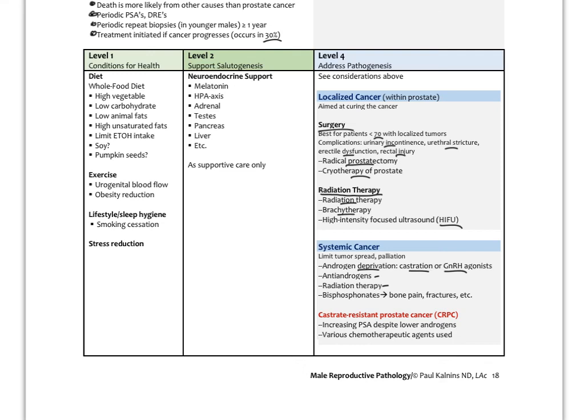But hopefully that gives you a little idea about how we can approach prostate cancer with the assessments, what we need to be on the lookout for, and then a general overview of the therapies. Okay, so that wraps it up for prostate disorders, for BPH, prostatitis, and prostate cancer.